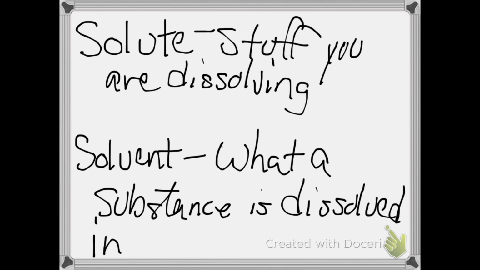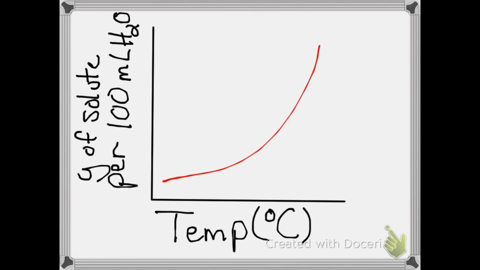Okay, so if we want to know how much stuff we can dissolve in a certain amount of solvent, we want to look at what's called a solubility curve. That's just a fancy name for a graph like this that has temperature on our x-axis, and grams of solute, the amount of stuff we can dissolve in a given amount of solvent. It's almost always 100 milliliters of water.